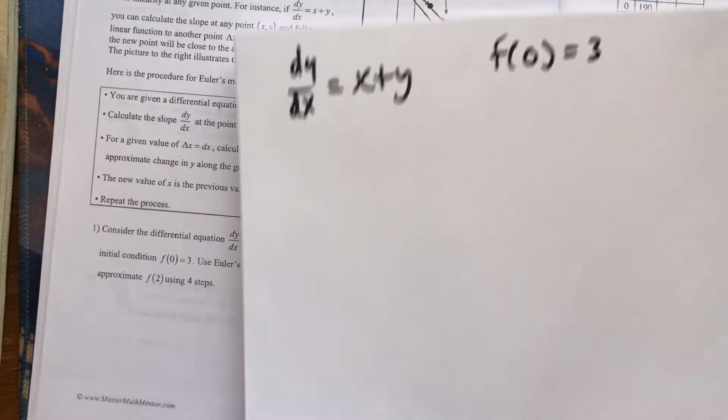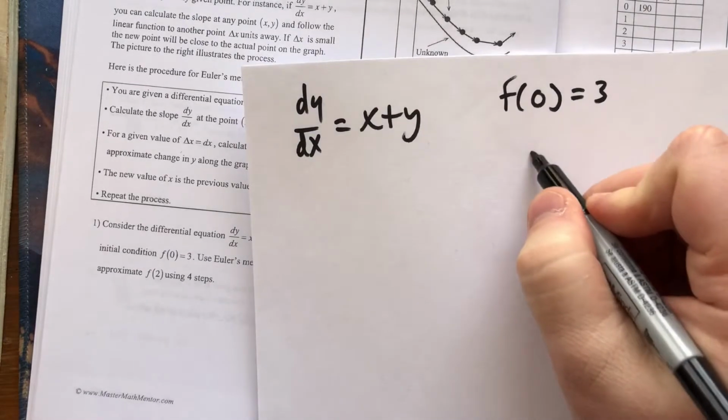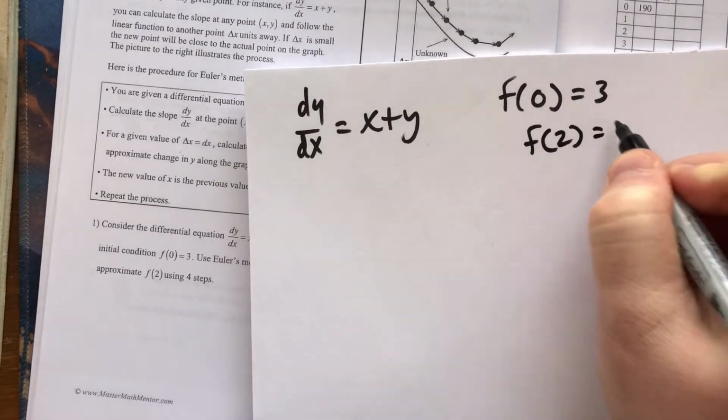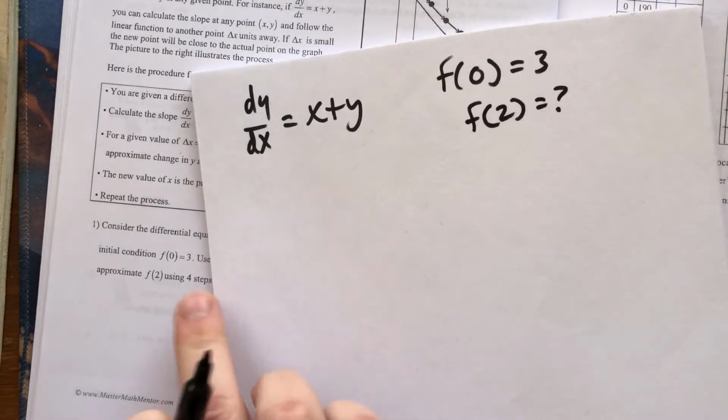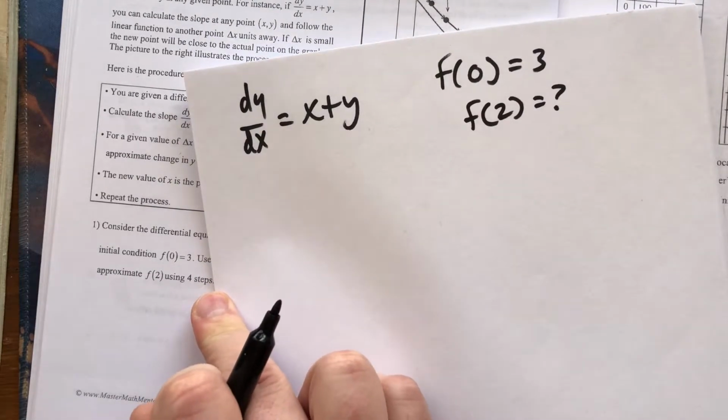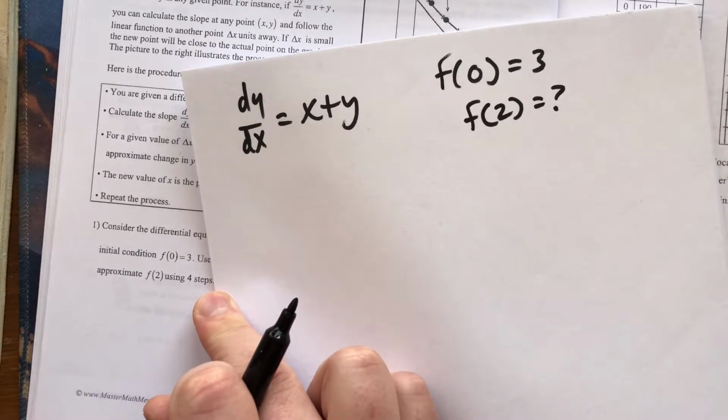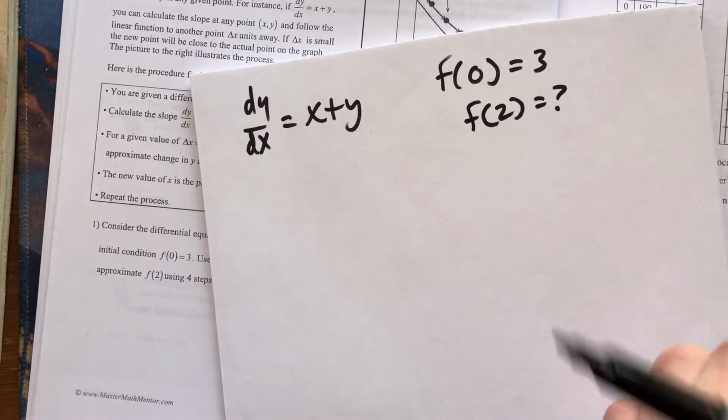We're going to approximate what f of 2 is. What is f of 2? And it tells us how many steps to use. If it didn't tell us how many steps, it's really up to us what we do here.